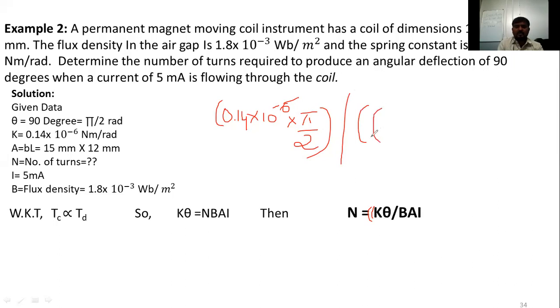Next you substitute b. What is the value of b? 1.8 into 10 to the power of minus 3, close the bracket, then put into here. Next, a. Take open bracket 15 into 10 to the power of minus 3 into 12 into 10 to the power of minus 3. Close the bracket and into 5 into 10 to the power of minus 3. How much did you get? You check it.